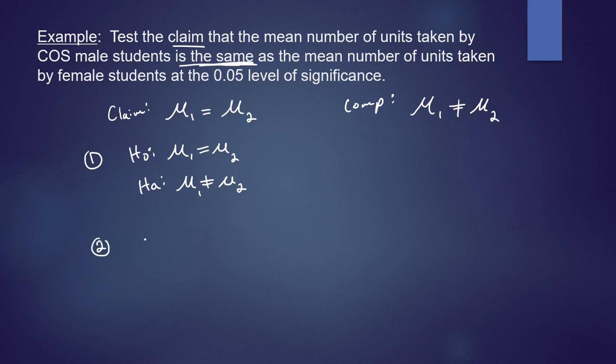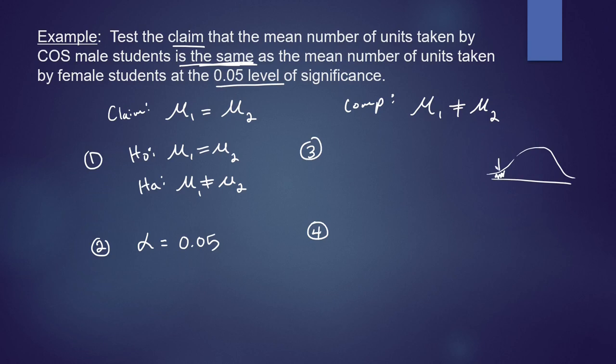Step 2, we're going to state alpha. Alpha is equal to 0.05. Step 3 and 4, we're going to use StatCrunch for this. Notice, looking at the alternative hypothesis, this is a not equal symbol. So if we were doing this by hand, we would reject the null hypothesis if it's too high or too low, and we would have to double the p-value. But since we're doing this on StatCrunch, the doubling is done for us on the computer.